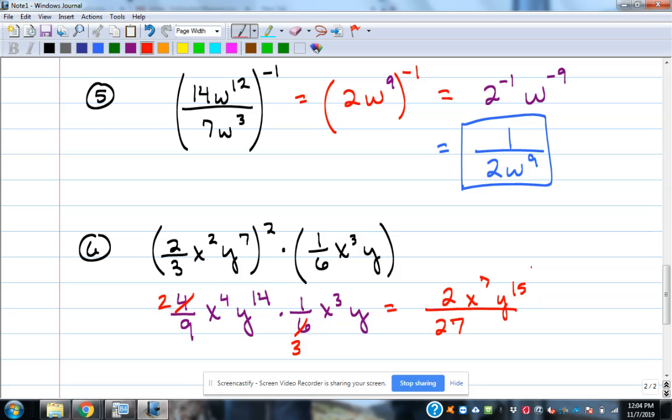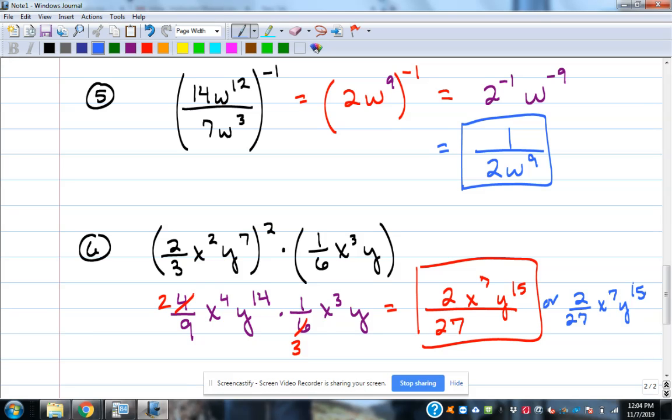All right. Now, I wrote that with the x and the y in the top of the fraction. How else could I write that and it be correct? To the side of the fraction. That's right. You could write it 2 over 27, x to the 7th, y to the 15th. Now, I prefer the one that I've boxed in because it's obvious where the x and the y are.